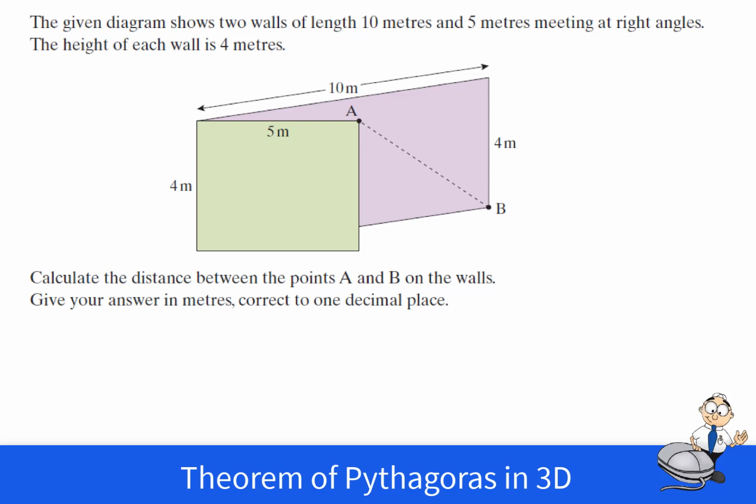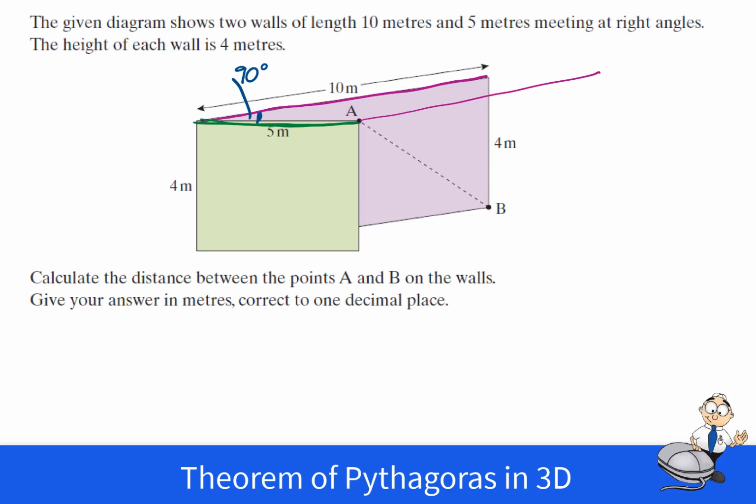Let's apply this to a question. We're given a diagram. It shows two walls, one of length 10 meters and one of 5 meters, meeting at right angles. Although it doesn't look like there are right angles in the picture. So let me just show you where I mean the right angles here. This angle in between is at 90 degrees.